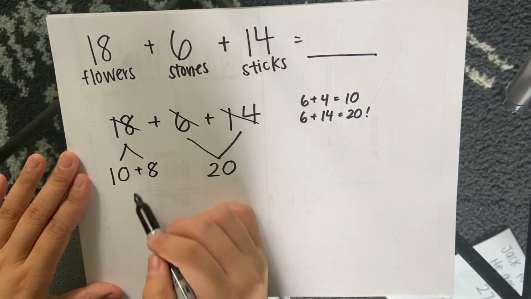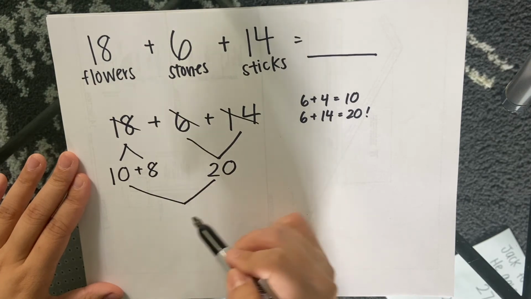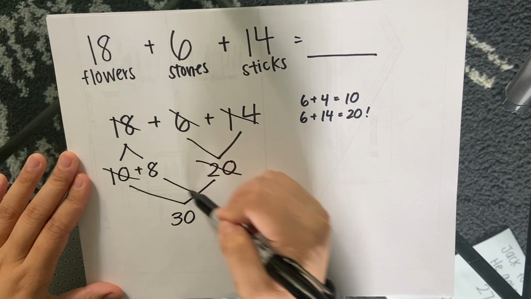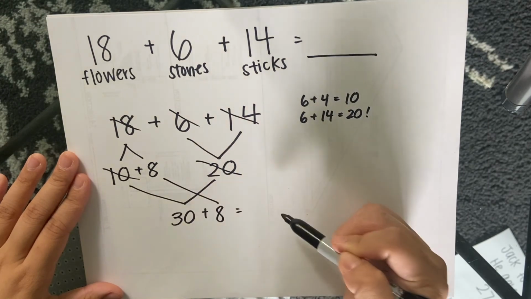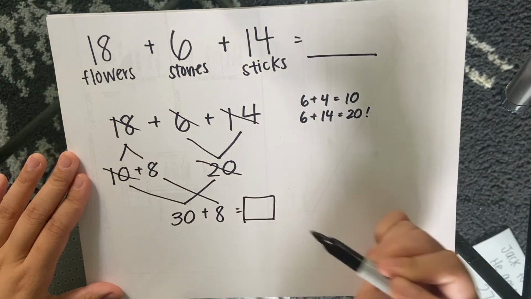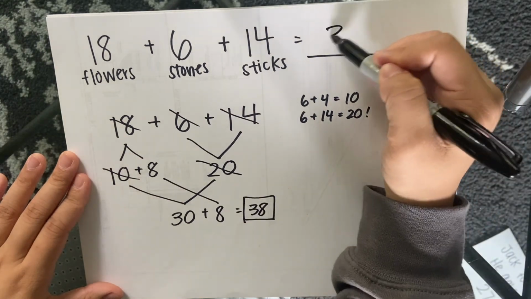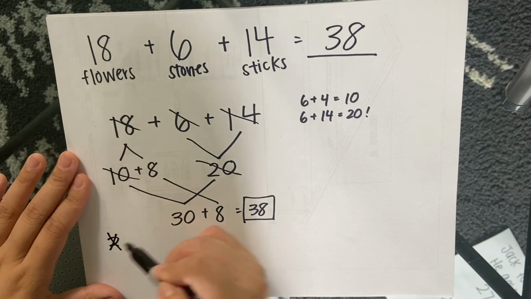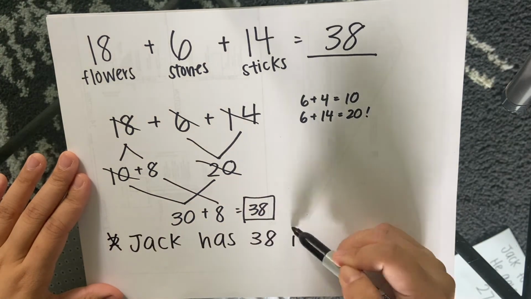Remember, I'm going to add up the tens first. 10 plus 20 is 30. And then I'm going to add 30 plus 8. We all know 30 plus 8 is 38. Now I need my sentence. Oops, made a mistake. So Jack has 38 items left.